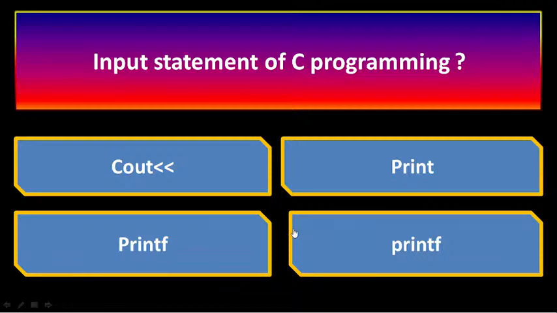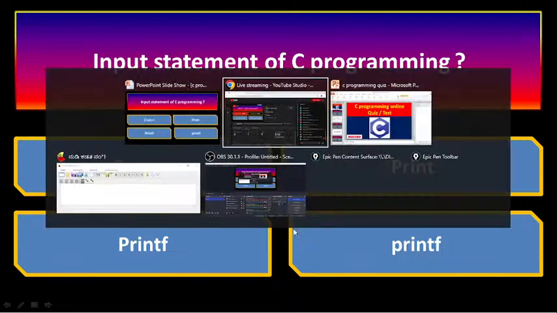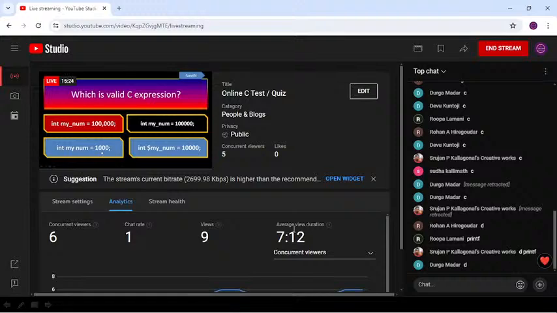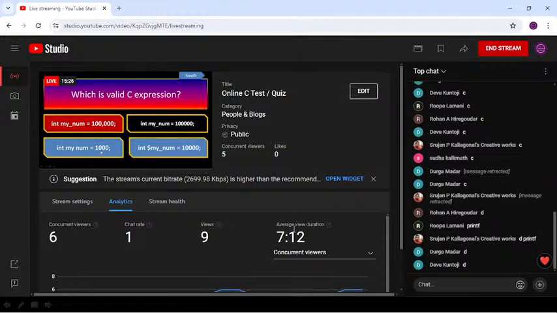So from these four you have to select the only one which is the input statement of C programming. I'm waiting for the response here. D is the right answer. Yes, very good. D is the right answer.